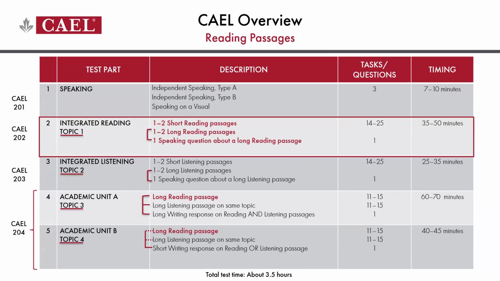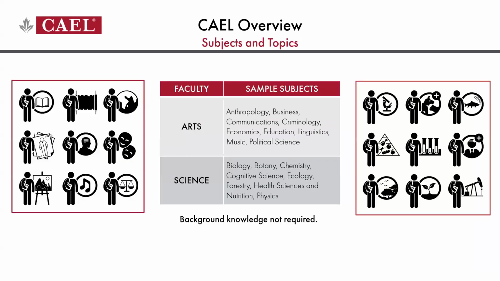So all of your topics are going to be either arts or science-based, and they're going to give you a good variety as well, both for interest's sake and skill set too. Looking at this list, you don't have to have any background knowledge about any of these topics. So if you're looking at the art section, for instance, these are just example subjects you might encounter on a CAEL test. You can see words like anthropology or linguistics and so on.